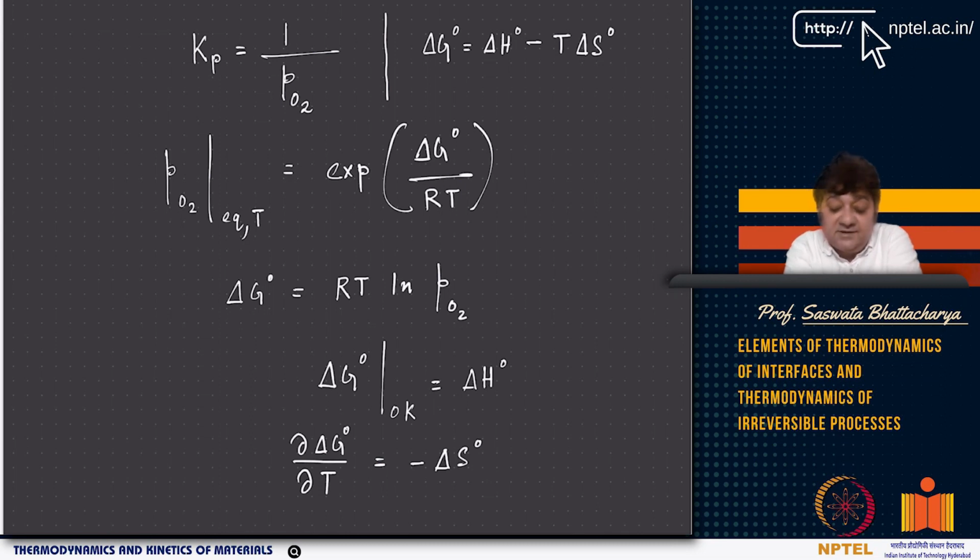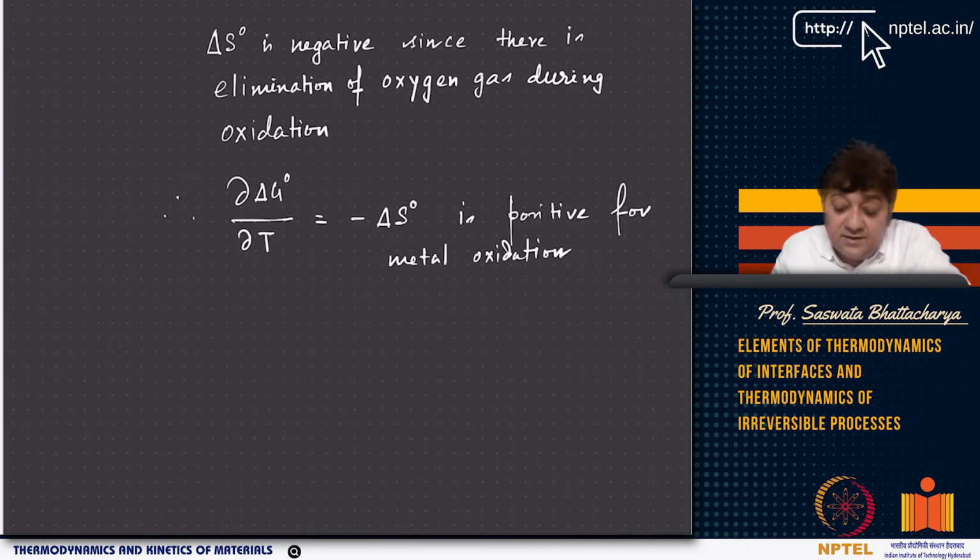Now, if you look at this, you have delta G naught, which is RT ln PO2, and delta G naught at 0 K, there is no entropy change. So delta G naught at 0 K basically becomes delta H naught, and d(delta G naught)/dT is minus delta S naught. Now, delta S naught is negative, right? Since there is an elimination of oxygen gas during oxidation. Now, if delta S naught is negative and d(delta G naught)/dT is minus delta S naught, it is always positive, right? This slope d(delta G naught)/dT is always positive for any chemical reaction.